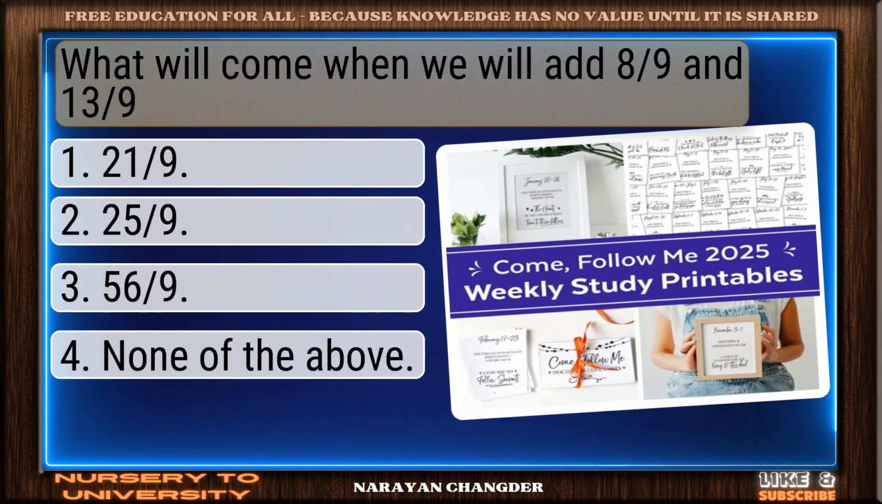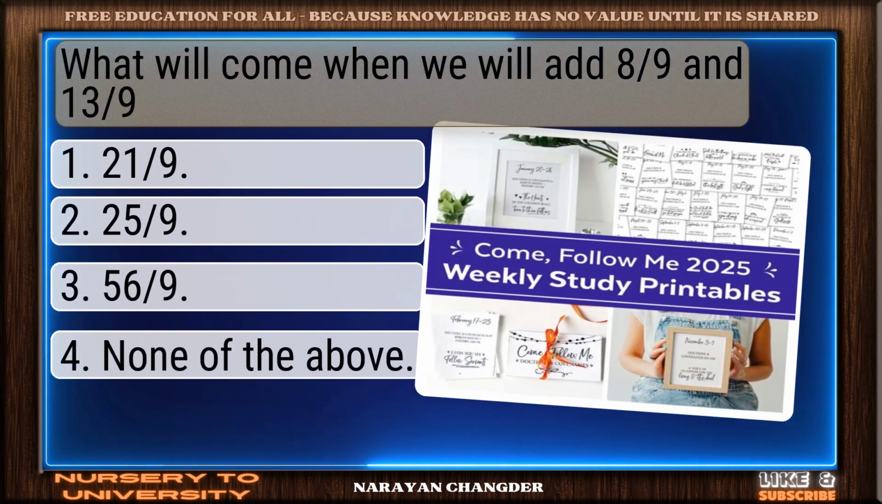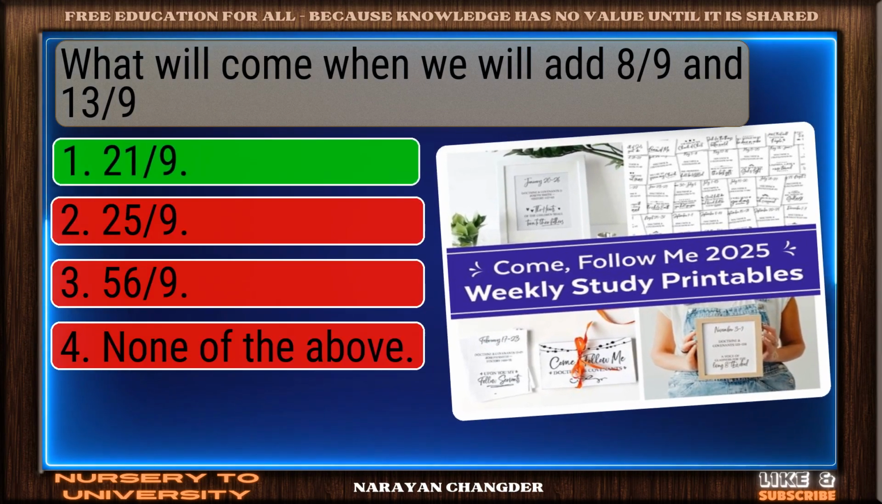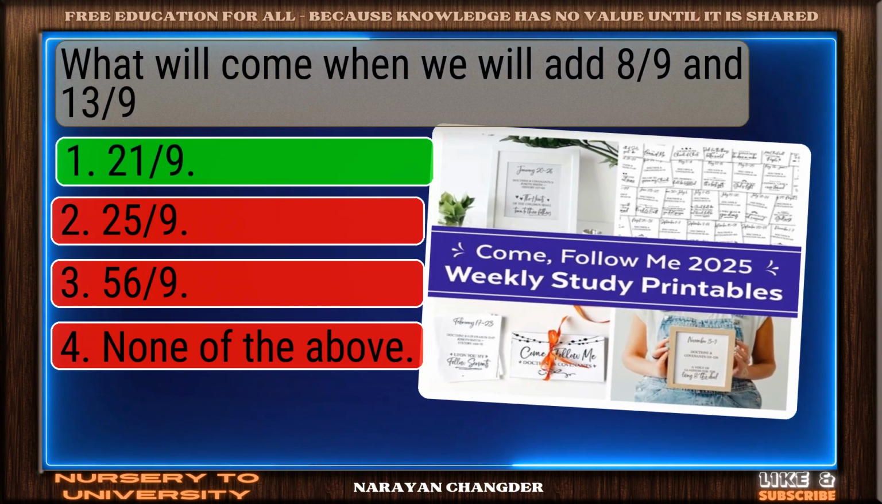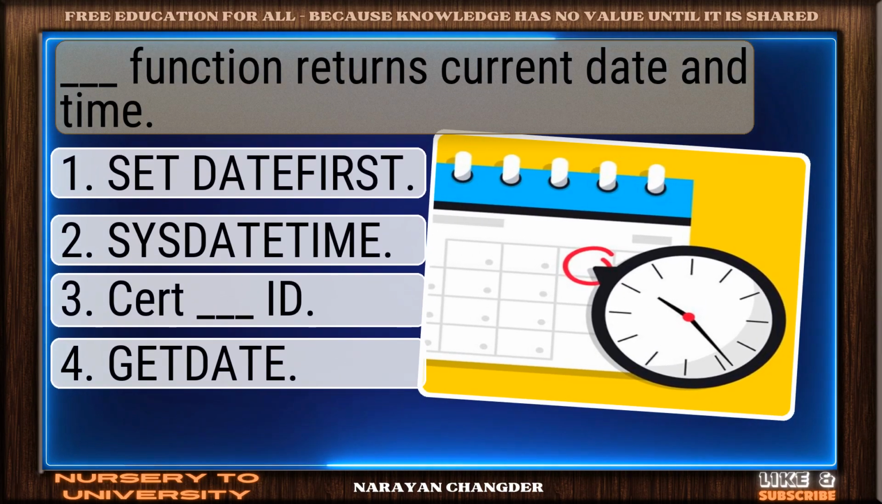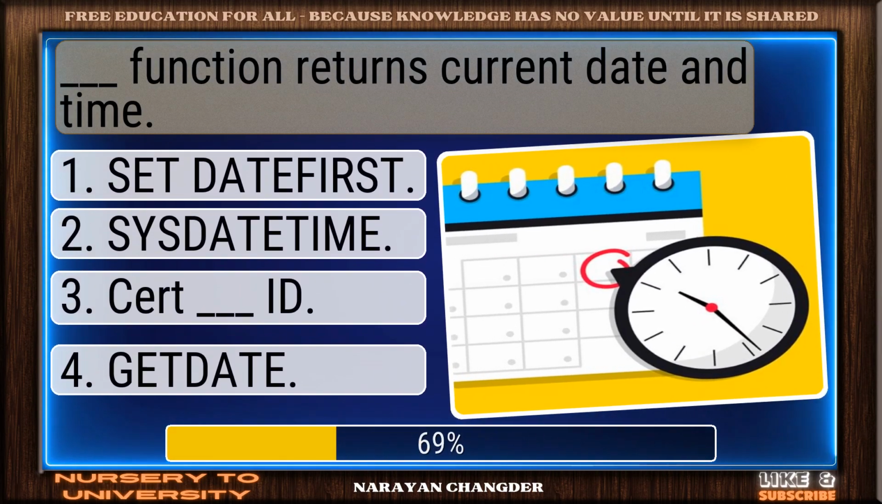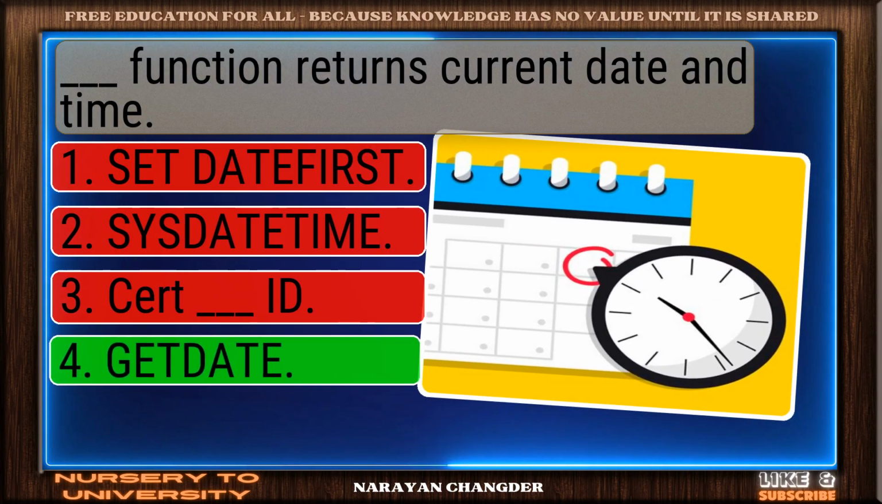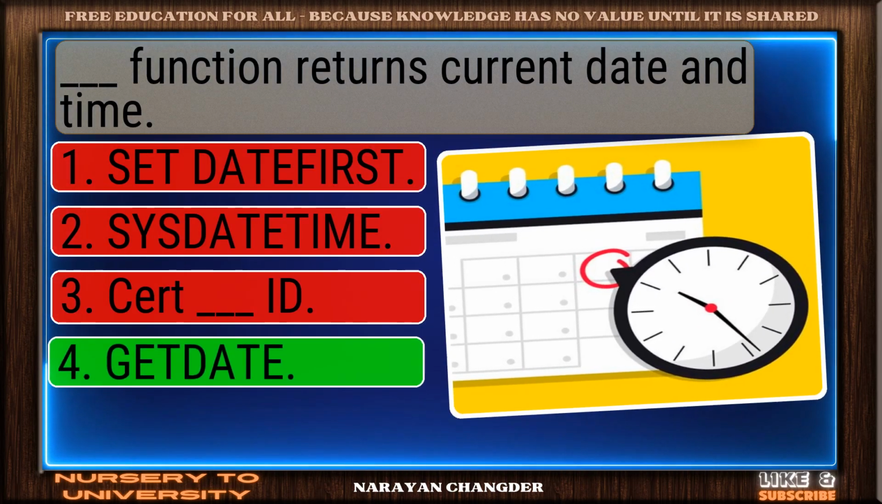Question number 215. What will come when we add 8 to 9 and then 13 to 9? Nice work. You chose 21 and 9 and it is correct. Question number 216. Dash function returns current date and time. Clear logic. Your choice, get date, is sound and 100% true.